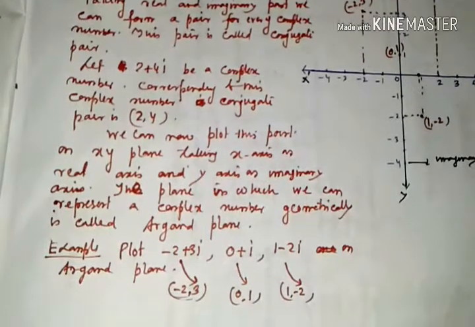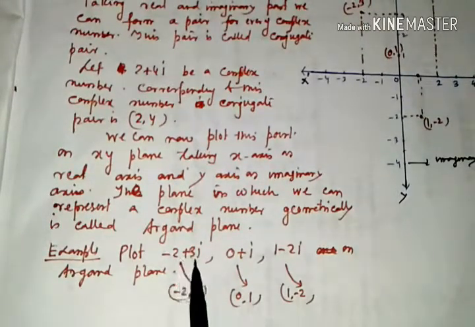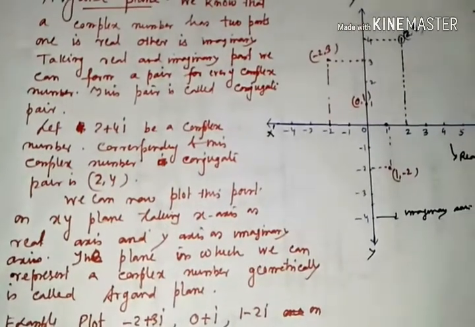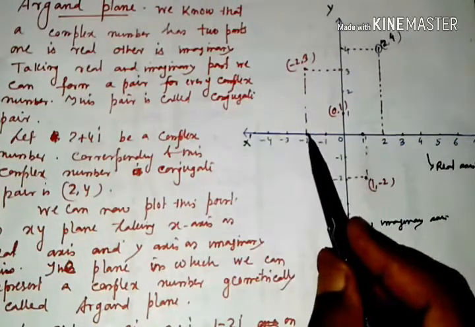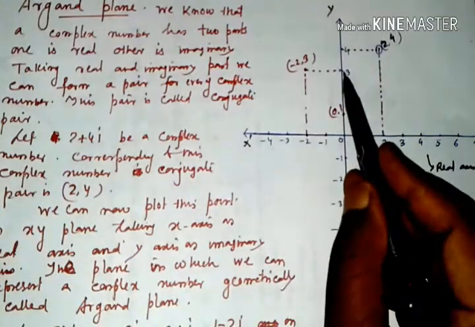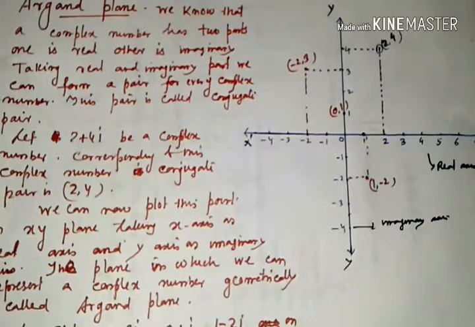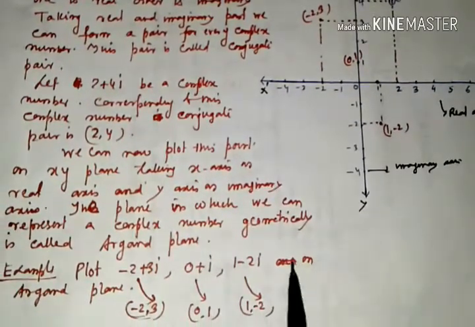As an example, plot minus 2 plus 3i, 0 plus i, and 1 minus 2i on the Argand plane. We have to find the conjugate pair of each number. The conjugate pair of minus 2 plus 3i is minus 2, 3. Therefore we have to plot this point, minus 2, 3, on the Argand plane. And 0 plus i can also be plotted in the plane.